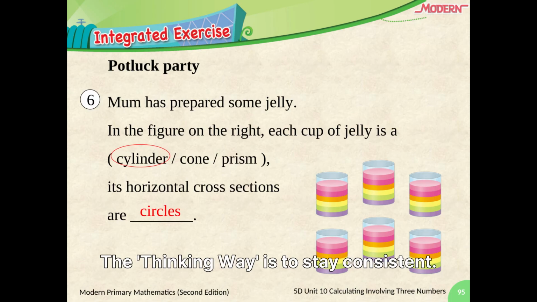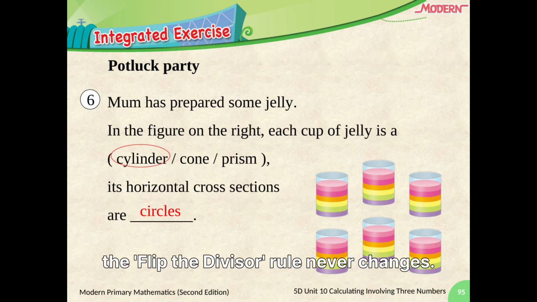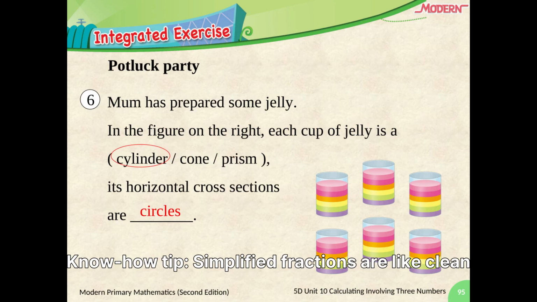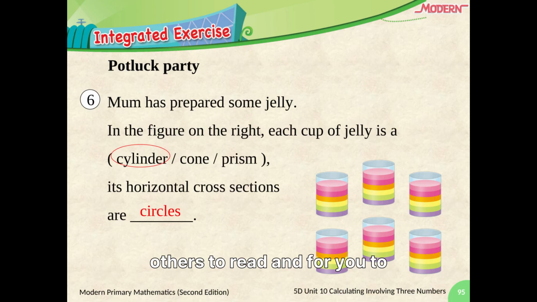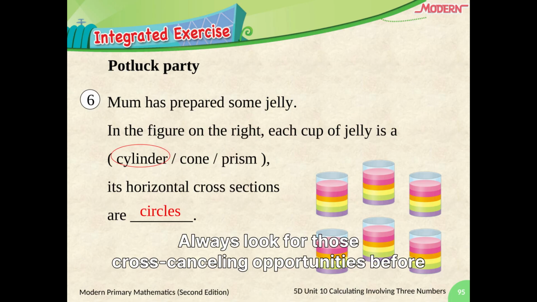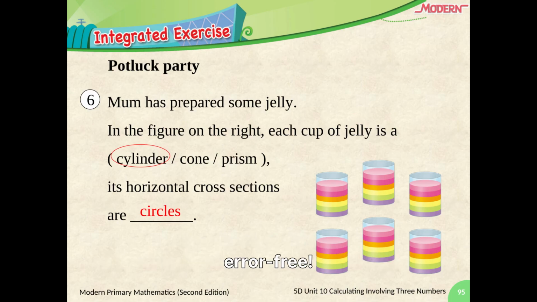The thinking way is to stay consistent. No matter how many fractions you have, the flip the divisor rule never changes. Know-how tip. Simplified fractions are like clean handwriting. They make your work much easier for others to read and for you to check. Always look for those cross-canceling opportunities before you do the final multiplication. It keeps your math journey smooth and error-free.